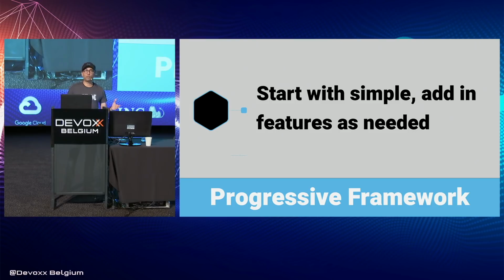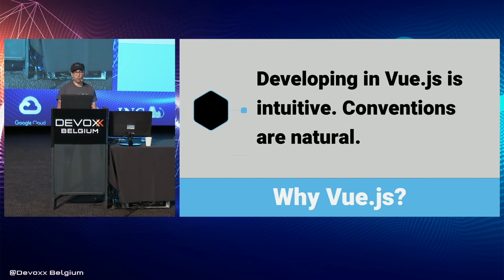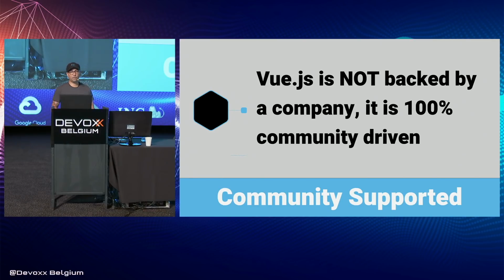So again, it's a progressive framework. We start simple and we add in features as needed. Now, the other thing about Vue that I really like is that it is very intuitive. As you see me code through the demos, you'll be like, well, this actually makes sense. There's no trickiness to it. Everything, especially the conventions, seems natural. This is what makes programming in Vue quite nice. It's intuitive, and you can get started with it very quickly and be productive very fast.